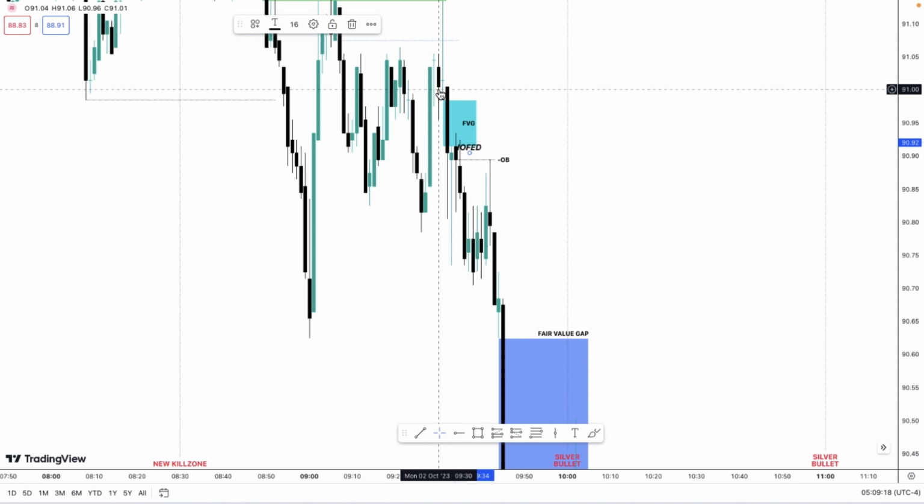Because this one you don't even need to have a bias to trade this. You see a fair value gap, you see it being partially filled. You enter that for a nice sell, you target liquidity. Price breaks lower.